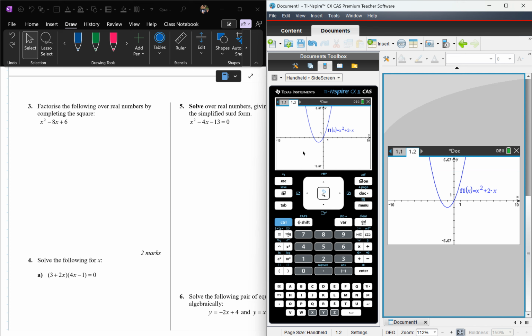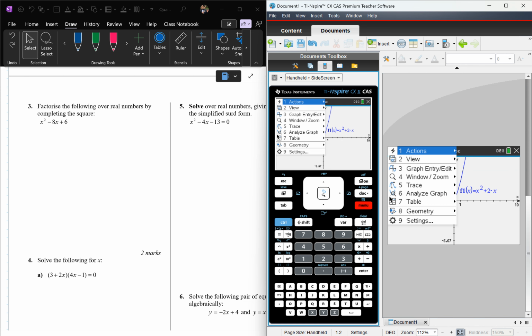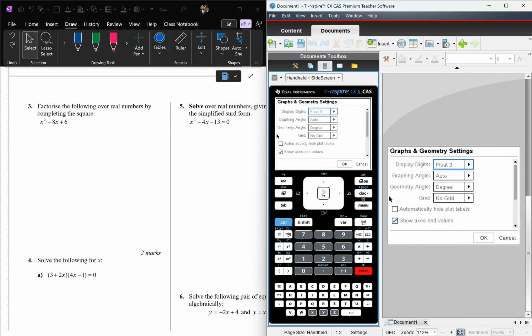There's a graph setting. Graph setting is different to calculator setting. So where do you go? Go to menu. And you see how there's a setting here? So if you go to menu on the graph page, when you click menu, there's a settings there. This settings is different. Notice the difference here. See how it's float 3 degrees? That float 3 is how many digits they will show you.